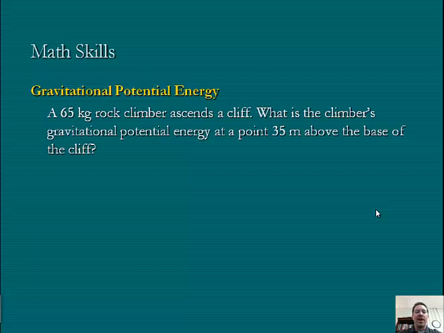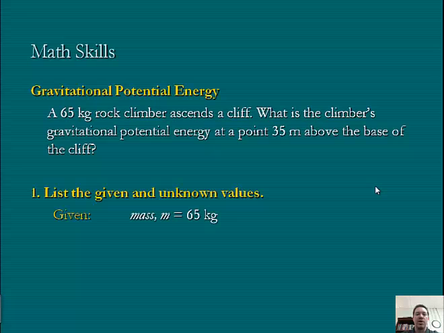So if we have a 65 kilogram rock climber ascending a cliff, what is the climber's gravitational potential energy at a point 35 meters above the base of the cliff? So whenever we're dealing with mass, we want it to be in kilograms. Whenever we're dealing with height, we want that to be in meters. So those are the units we want. So if we had grams, we'd want to convert to kilograms. If we had some other unit besides meters, centimeters, for example, we'd want to convert it to meters before we did our problems. All right, so we're going to list our givens.